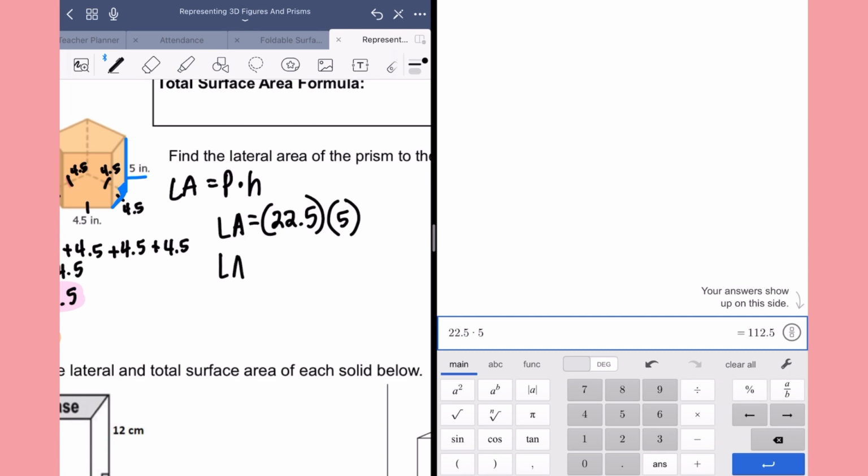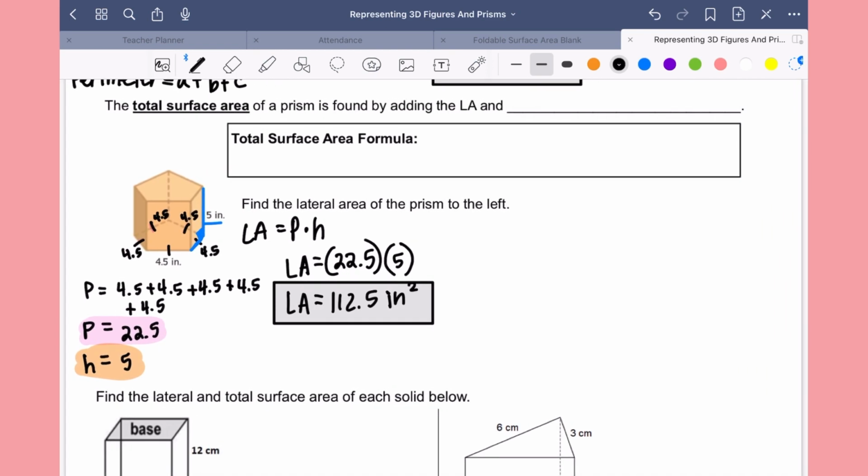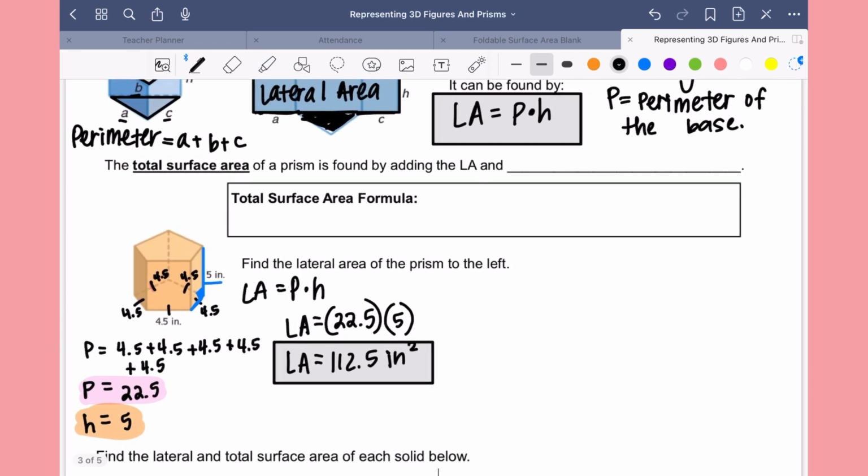So lateral area equals 112.5 inches squared for this pentagonal prism, okay? So that is lateral area. Now, the next thing is the total surface area. So not only do I want the sides, I want the total surface area of the prism.